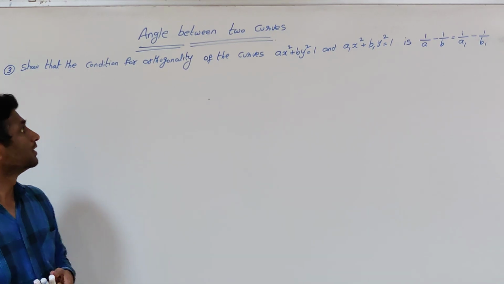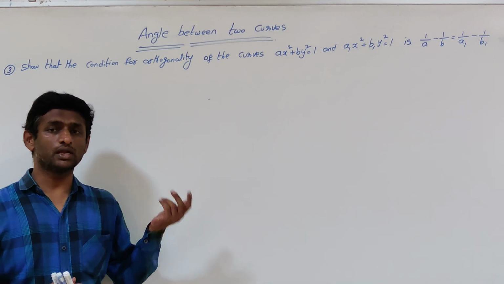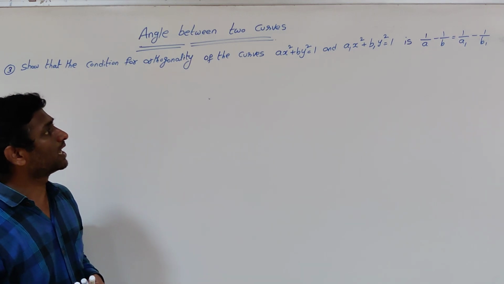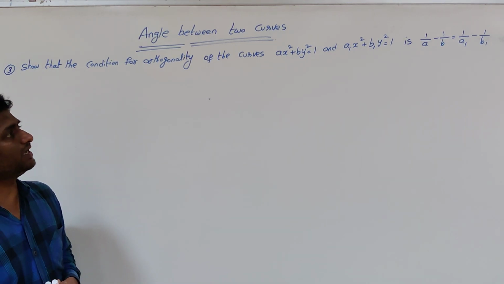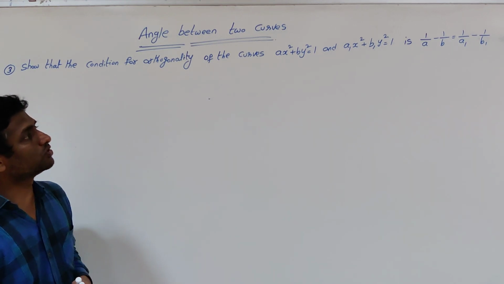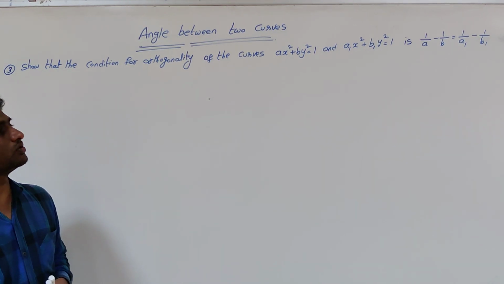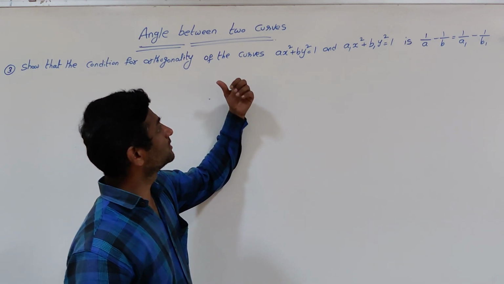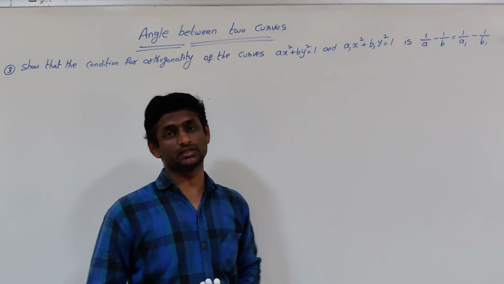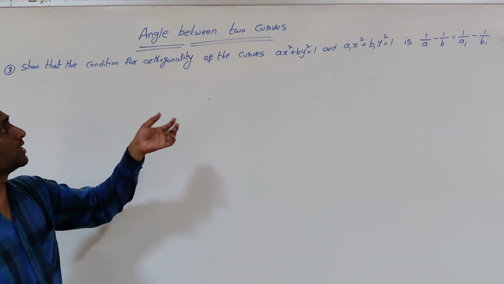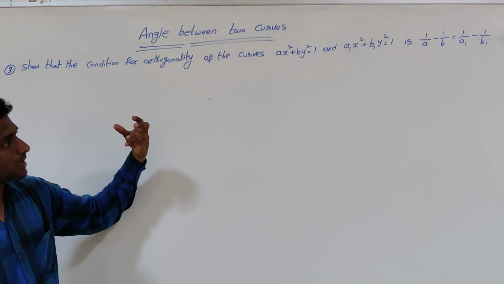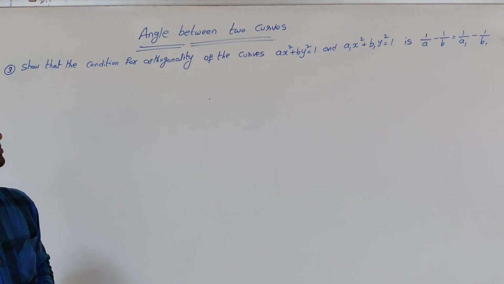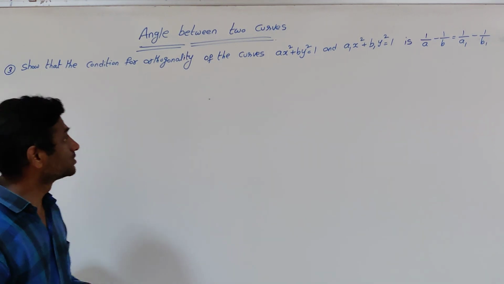Next question. Show that the condition for orthogonality of the curves a x square plus b y square is equal to 1 and a1 x square plus b1 y square is equal to 1 is 1 by a minus 1 by b is equal to 1 by a1 minus 1 by b1. As it is not mentioned where these two curves intersect, at that point we have to show that the angle between them is 90 degrees. If they are at 90 degrees, we have to show that 1 by a minus 1 by b is equal to 1 by a1 minus 1 by b1. So we will try to find the solution.